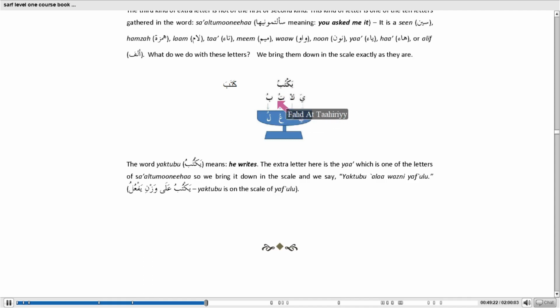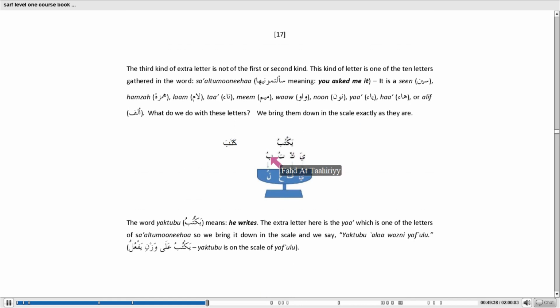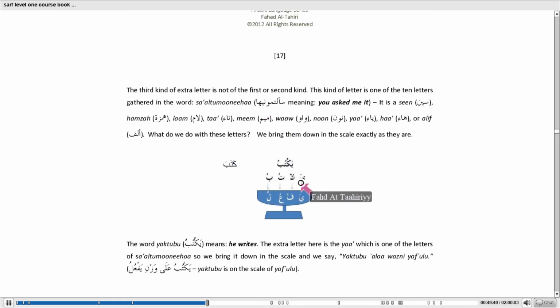And then we put the ta on the ain. And then we put the ba on the lam. Okay, if we do that, one is going to ask us, but what will we do with the ya now? So I told you, here it says that if the extra letter is one which is not one of the first two kinds of extra letters, drop it down as it is. Put it in the scale as it is. Just bring it down. That's all.